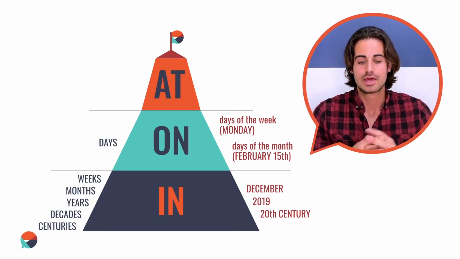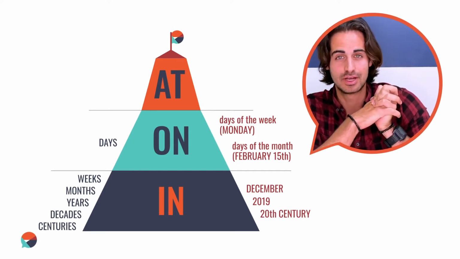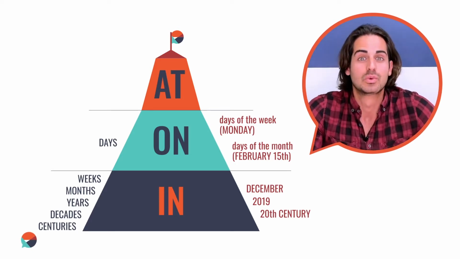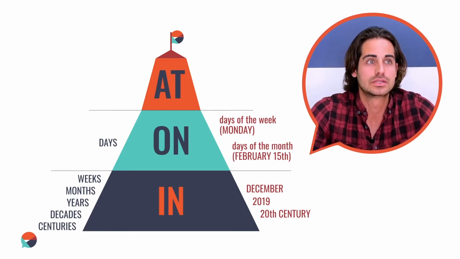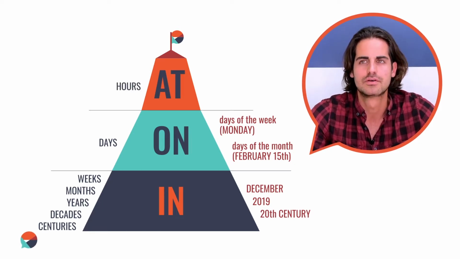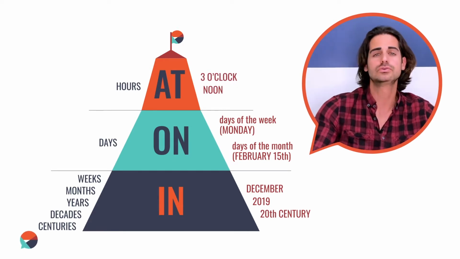And then we go to at, which is at the very top of the pyramid. Right? This is the most specific one when we're talking about time. With at, we talk about the actual time when things happen, very specific times. For example, at 3 o'clock, at noon.